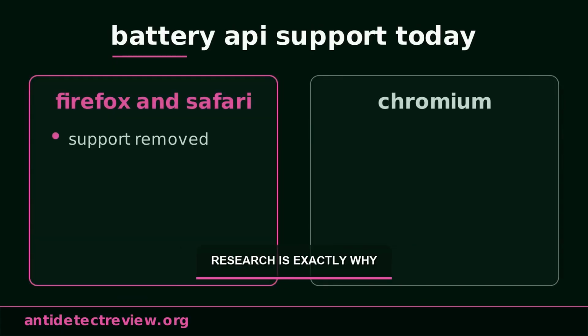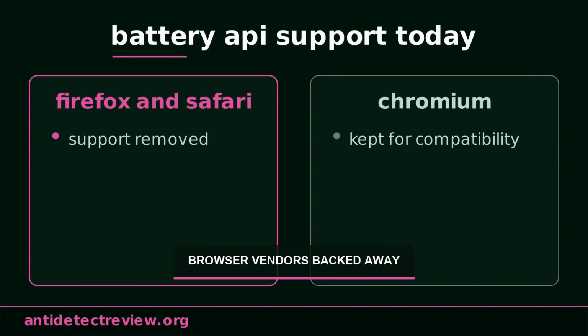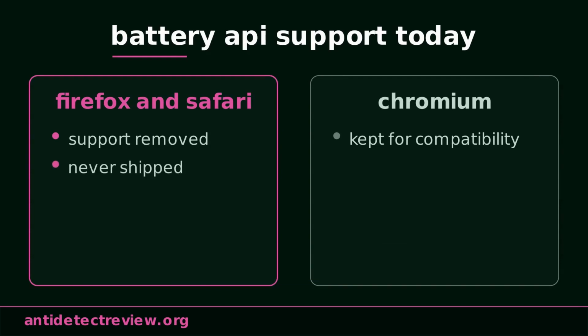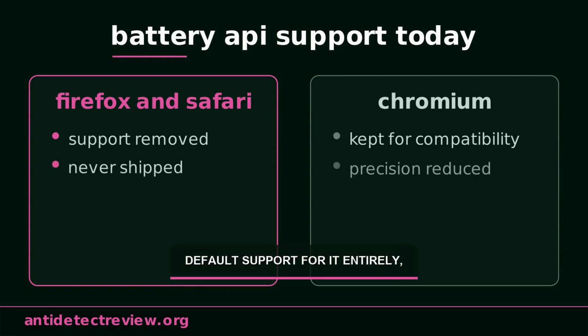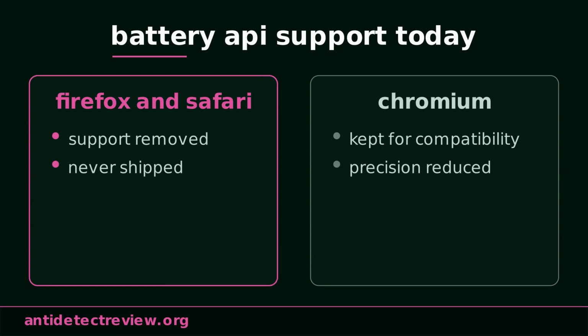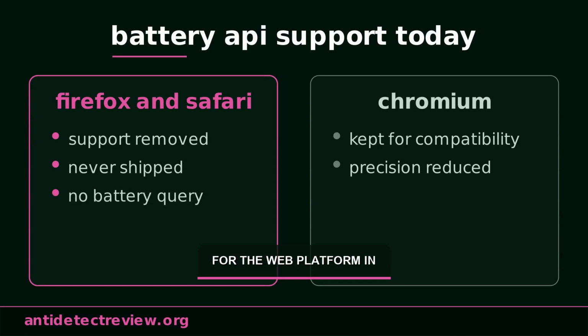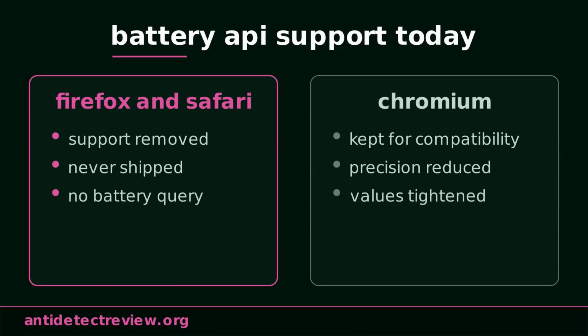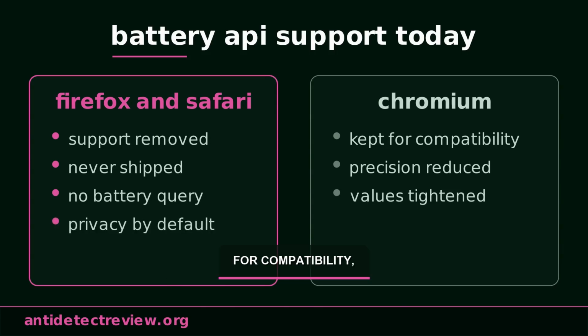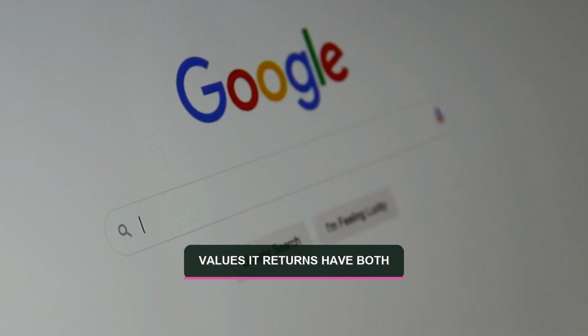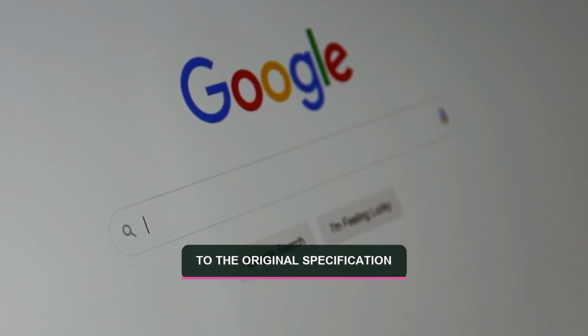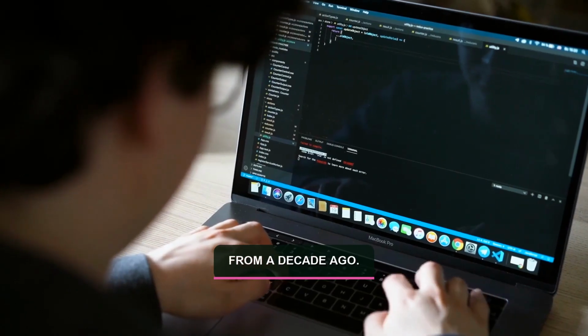That research is exactly why browser vendors backed away from the API once they understood what it was doing. On desktop, Firefox pulled default support for it entirely, and Safari never shipped it for the web platform in the first place. The one holdout is Chromium, which kept getBattery available for compatibility. But even there, the precision and the availability of the values it returns have both been tightened considerably compared to the original specification from a decade ago.